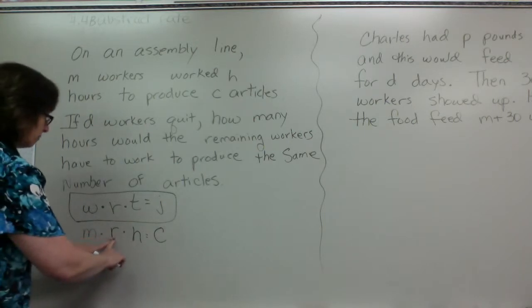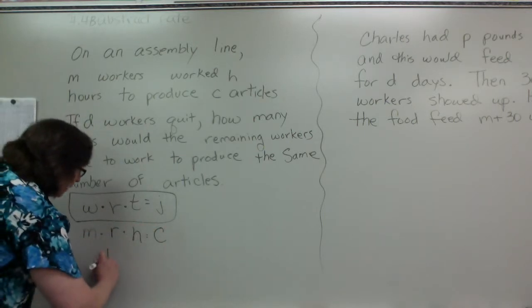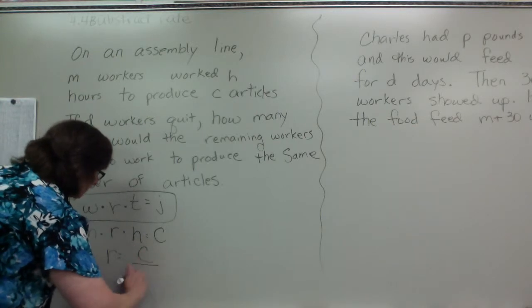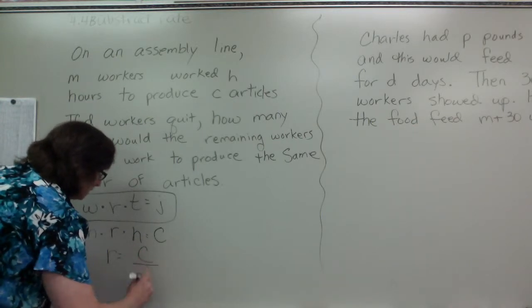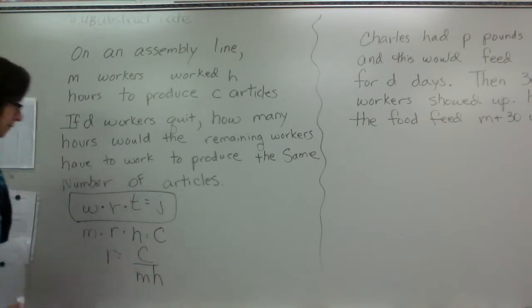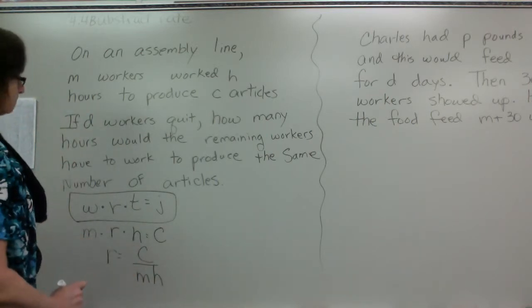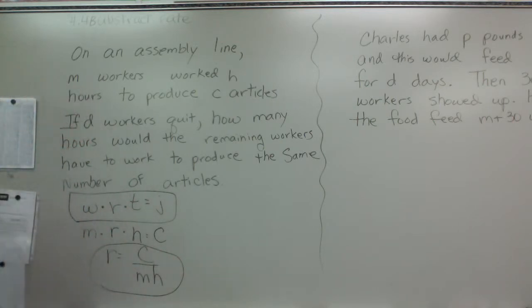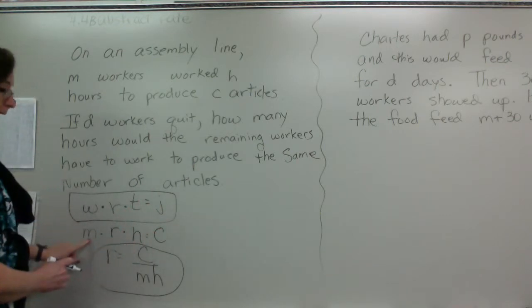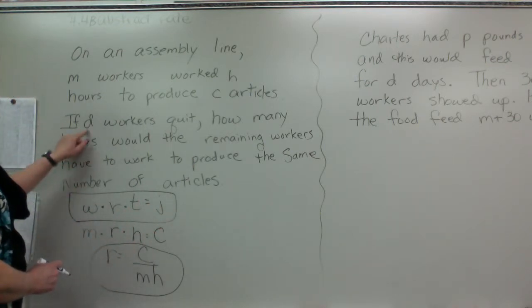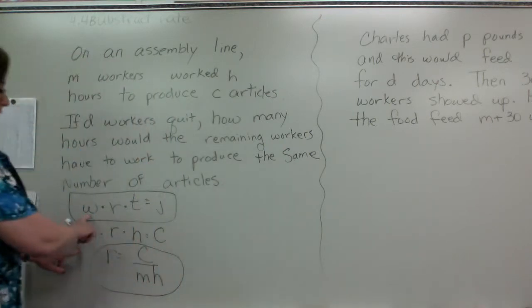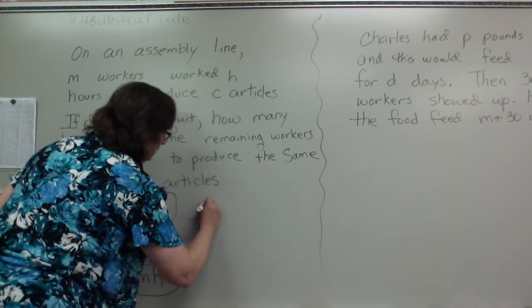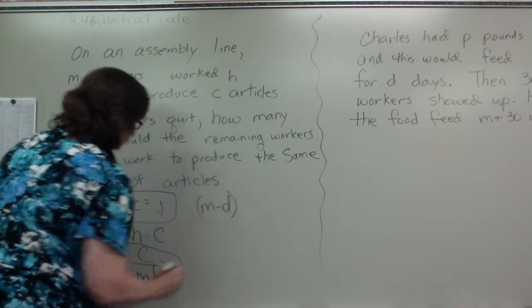So we're going to divide by the other things in the problem. We're going to get rate is C over M times H. We're going to divide by the M and the H, and we're going to have our rate. So now we're going to assume that this rate stays constant. Now if D workers quit, I had M workers, and now I'm going to have M minus D workers. So my new workers number is going to be M minus D because I had some workers quit.